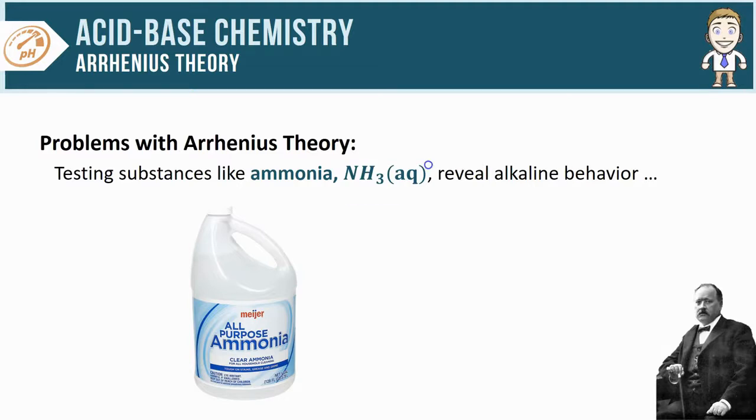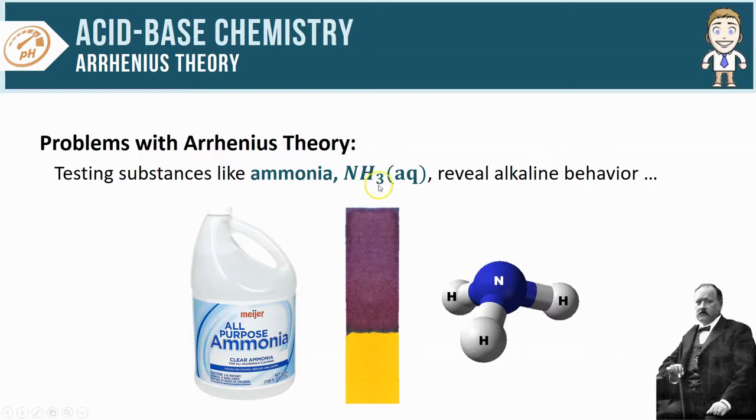If you tested ammonia with one of those little pH test strips, it would turn dark blue or purple, clearly indicating that ammonia is a base and exhibits alkaline behavior. This is strange though, because if you look at the molecule NH3 or the formula NH3, you'll see that it does not contain hydroxide ions like the bases that we've seen so far. And this doesn't mean that Arrhenius was incorrect, it just means that the Arrhenius theory can't be used to explain how all substances are acids and bases, so eventually we're going to need a more inclusive theory.